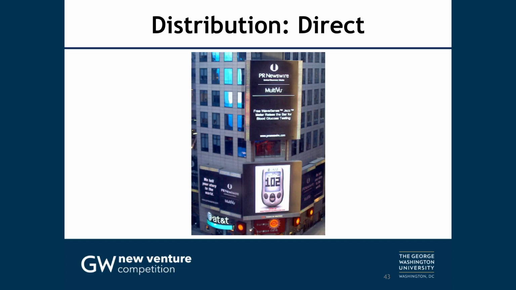So first, the distribution through direct sales. You may recognize this picture as being Times Square. One of the things that we tried to do was go direct to the customer, and we even bought out billboard space in Times Square. Now, this was a mistake because we did not understand how our customers wanted to buy their products or how they wanted to learn about their products. And they didn't want to learn about them from billboards in Times Square. That was one thing that we learned. So this was not successful.